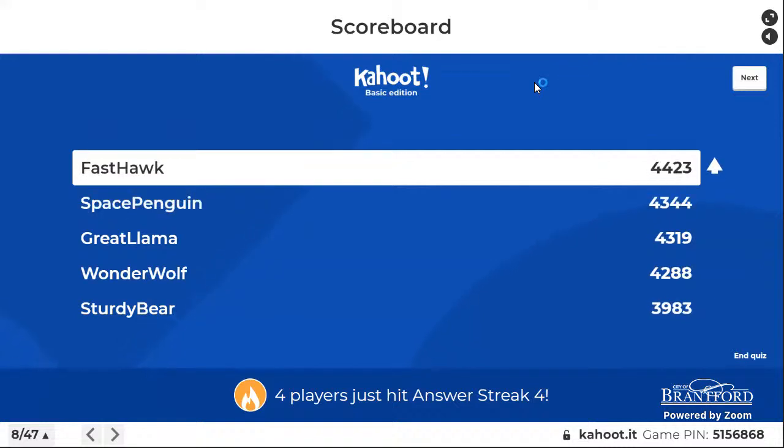Checking out the leaderboard again. Oh, looks like Fast Hawk has outpaced Space Penguin by a few points. Great Llama still on the leaderboard, followed by Wonder Wolf and Sturdy Bear. Okay, heading on to the next question.